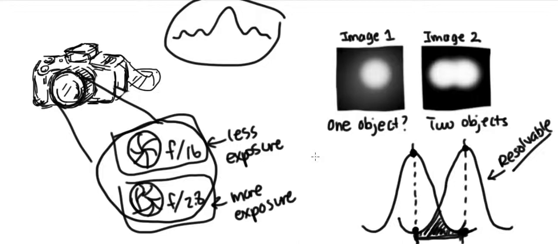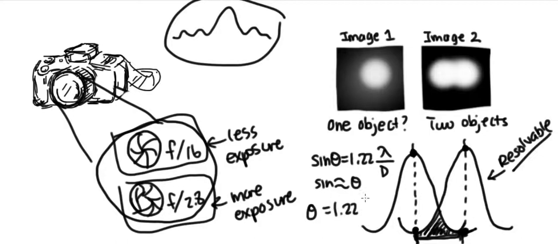Now Rayleigh had an equation for this, and this equation was sine theta is equal to 1.22 lambda over d. Lambda is the wavelength, d is the diameter of the aperture. If you recall from simple pendulum physics, we were able to use the small angle approximation for sine theta. So sine theta is approximately equal to theta. Again, we can do that here. If we use the small angle approximation, then we have theta is equal to 1.22 lambda over d. And this is Rayleigh's criterion.